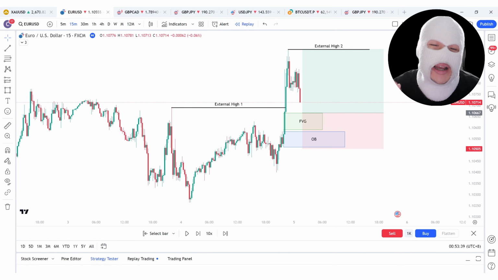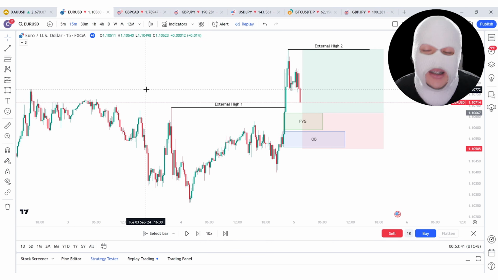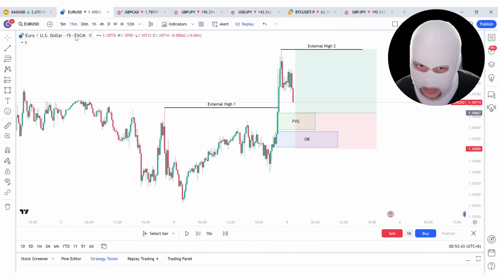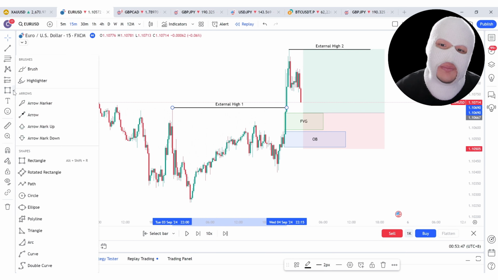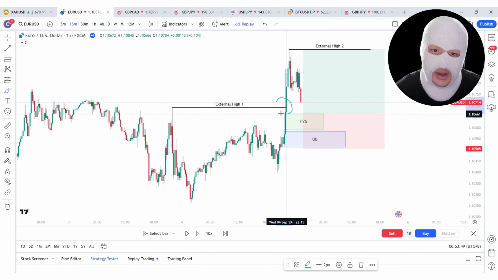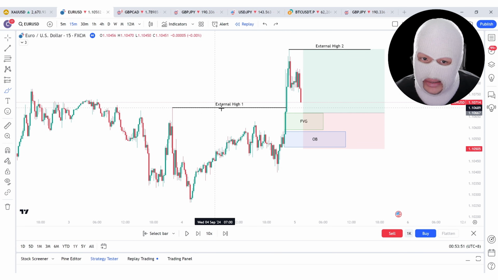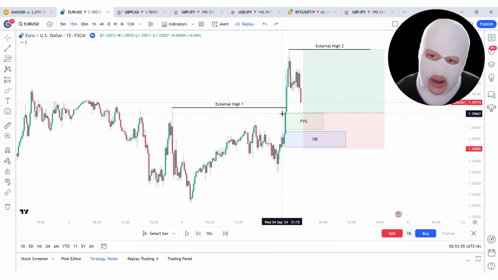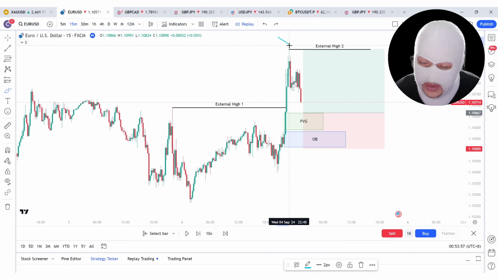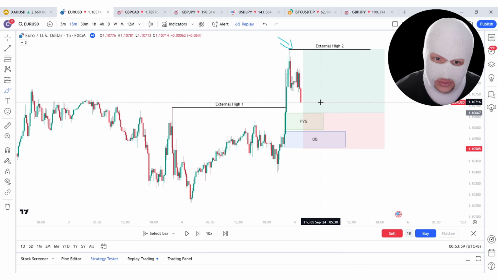Let's move on to another example here. This is a 15-minute chart on Euro US dollar. Alright, we have an external high right over here that has just been broken with an impulse move. Let's call this external high 1 again. Alright, so we set a brand new external high right over here, and let's call this external high number 2.